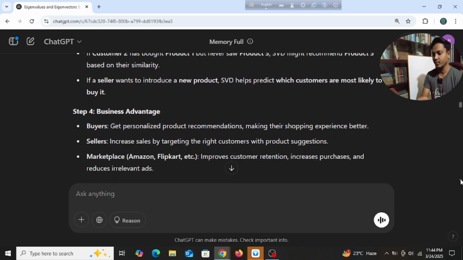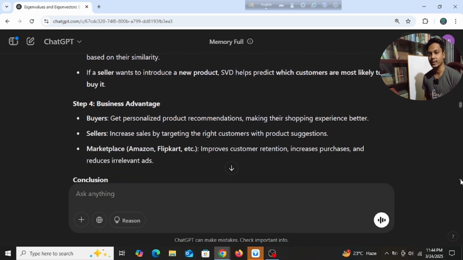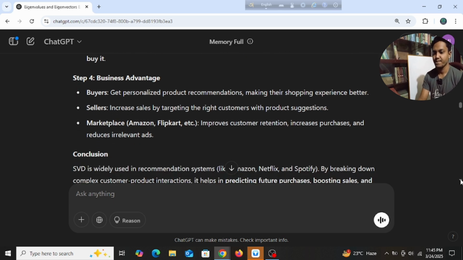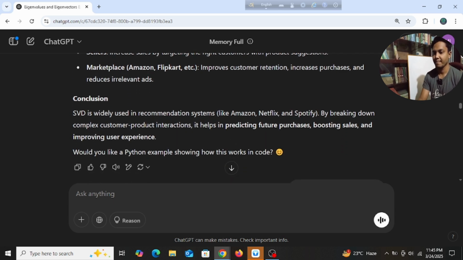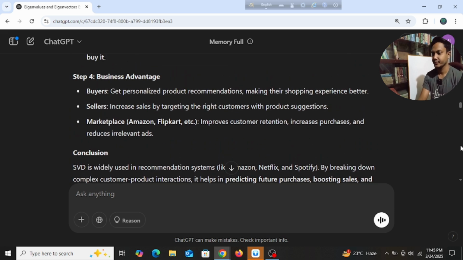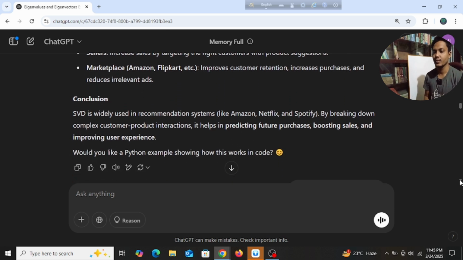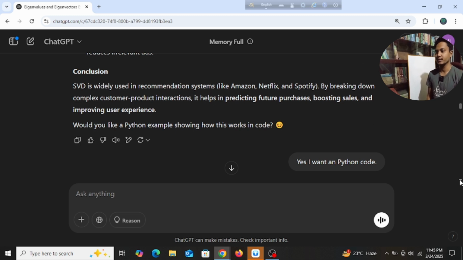So in our real life, we face this again and again. Let's say we've purchased something from a website, and sometimes we see similar kinds of products in our news feed. So maybe SVD comes into action when engineers build things so that we get these types of suggestions. SVD is widely used in recommendation systems like Amazon, Netflix, and Spotify.